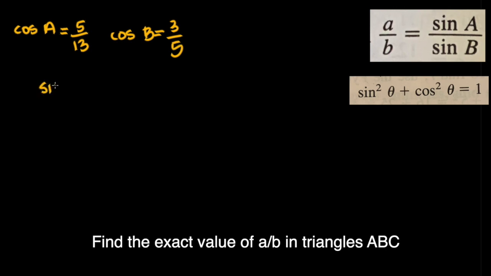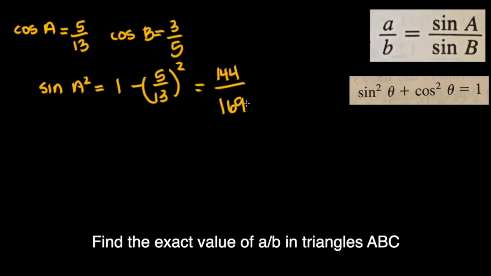So the sine of A squared equals 1 minus the cosine of A squared, which is going to be 5 over 13 squared. The difference is 144 over 169. However, we need to take the square root of this, so our final answer is going to equal 12 over 13. This is for the sine of A.